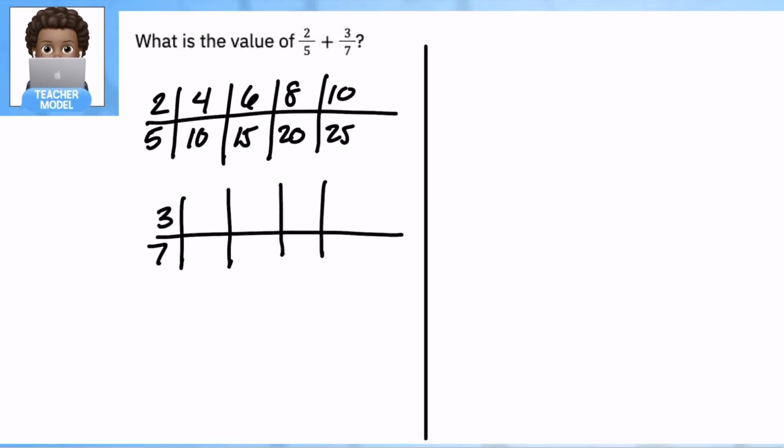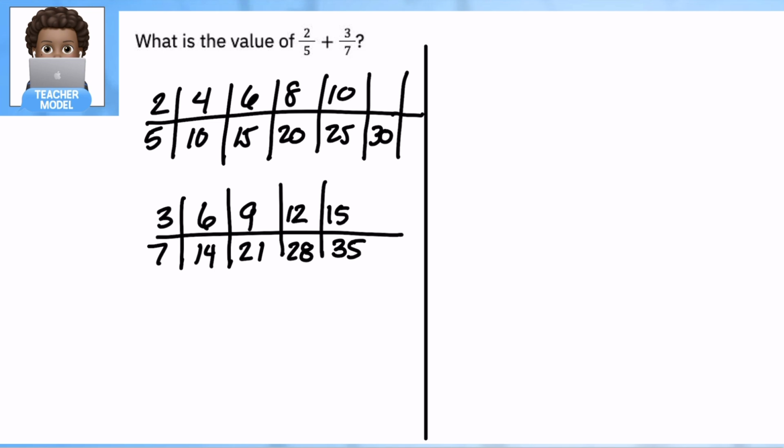Now do 4, 6, 8, and 10. There you go. So far, let's go to these in the bottom. 14, 21, 28, 35. 3, 6, 9, 12, and 15. So far I don't see anything. So I go to the smaller number again. 30. There we go. 35. I found it.